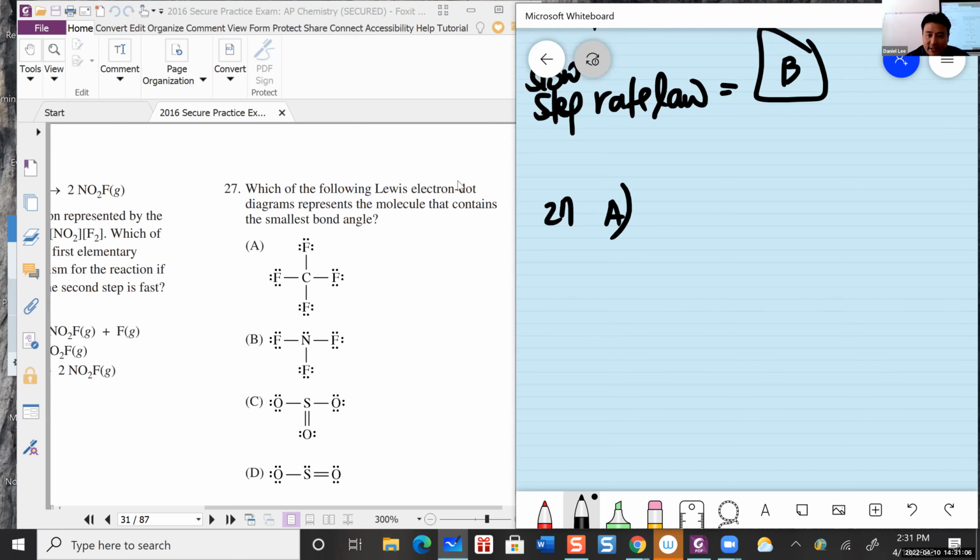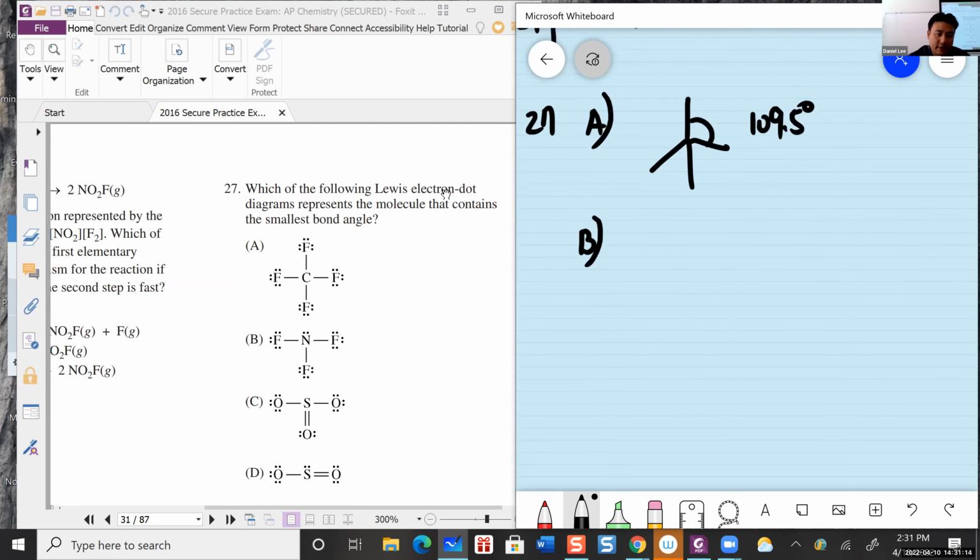27, Lewis structure that has the smallest bond angle. So choice A is tetrahedral. Tetrahedral, the bond angle is 109.5, right? And B is trigonal pyramid, so that lone pair pushes the bond angle a little bit closer, about 107. And choice C is trigonal planar. I know it doesn't look like trigonal planar, but it is, because sulfur has 3 electron domains. So that's 120, that's big.